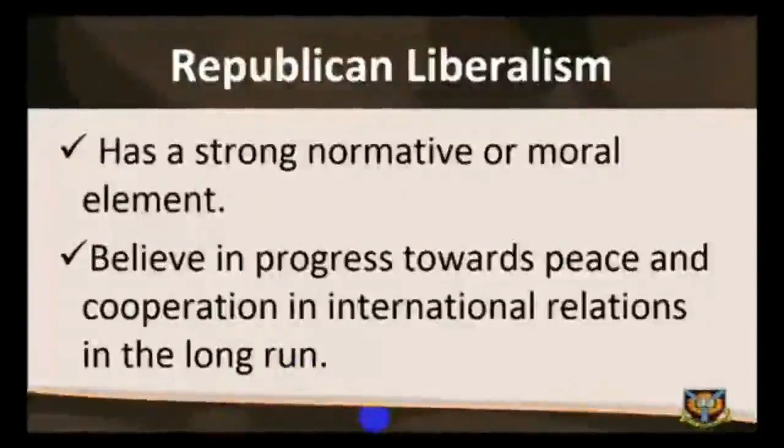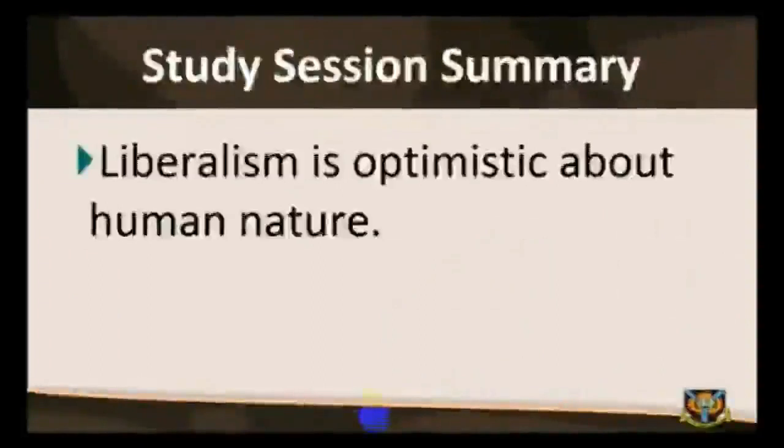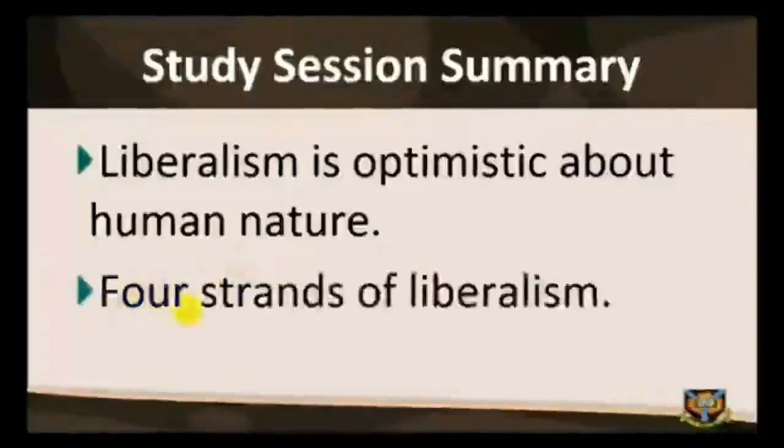Study session summary. In this study session, we discussed liberalism. Liberalism is optimistic about human nature and sees the international arena as anarchical. Liberals, however, believe that states do cooperate and find solutions to international problems. We identified four strands of liberalism: sociological liberalism, interdependence liberalism, institutional liberalism, and republican liberalism.